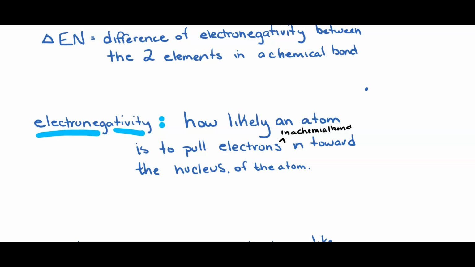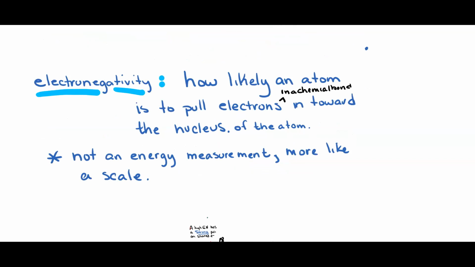Electronegativity is a property of elements that indicates how likely an atom is to pull electrons in towards the nucleus of that atom. We're talking about pulling electrons that are being shared in a chemical bond specifically. Unlike electron affinity or ionization energy, those were energies. Electronegativity is not an energy. It's not measured in joules. It doesn't even have a unit. This is more like a scale or a ranking about how likely an atom is to pull electrons in towards the nucleus of that atom when those electrons are being shared between two atoms in a covalent bond.